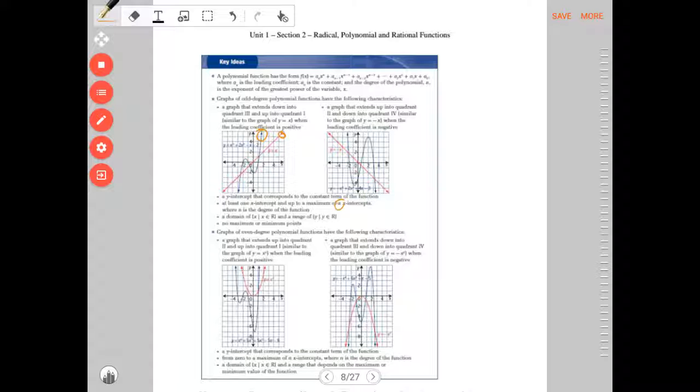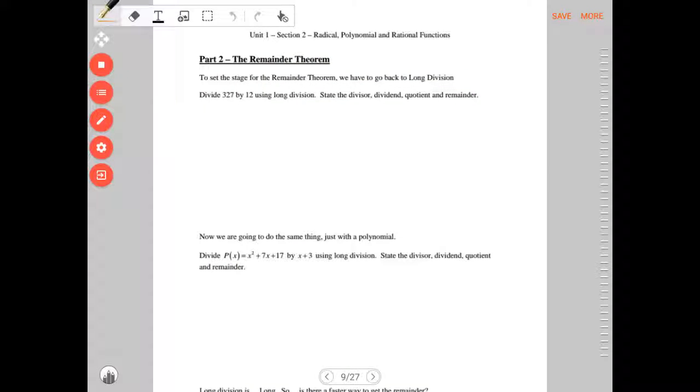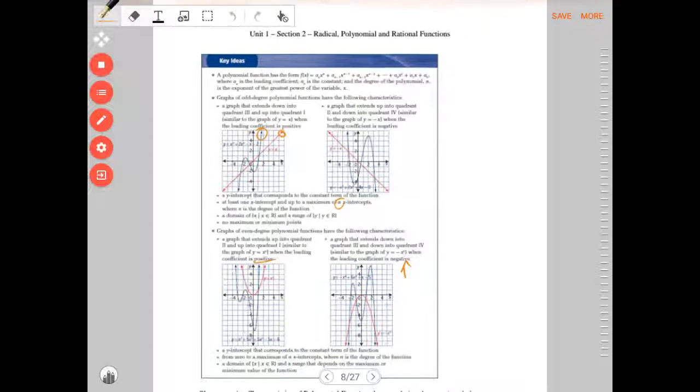Even graphs are a little bit different. They have either smileys or frownies. So they both extend up into quadrants 2 and 1, which means the leading coefficient is positive. If they're both down, so down in 3 and 4, then the leading coefficient is negative. The y-intercept again is the constant term, and we can have up to the degree number of x-intercepts. These ones do have maximum and minimum values, and you just graph those to find them out. Oh yeah, whoops, sorry, my bad. There's more at the bottom.